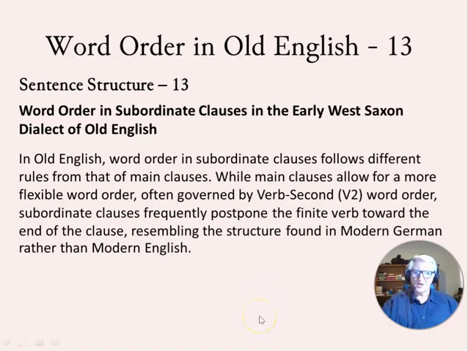In Old English, word order in subordinate clauses follows different rules from that of main clauses. While main clauses allow for a more flexible word order, often governed by verb-second word order, subordinate clauses frequently postpone the finite verb toward the end of the clause, resembling the structure found in modern German rather than modern English.